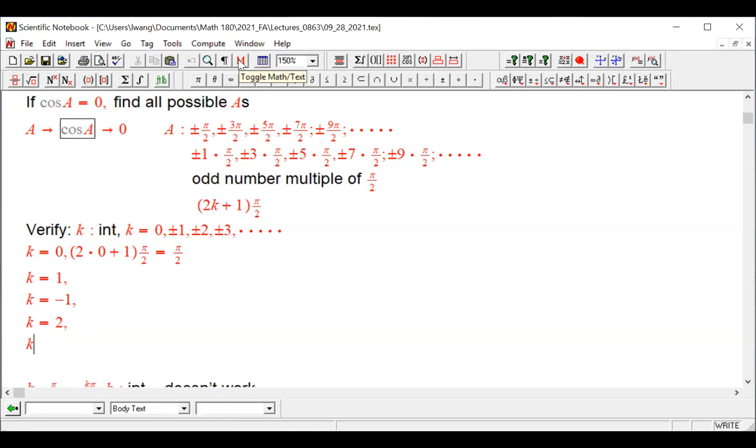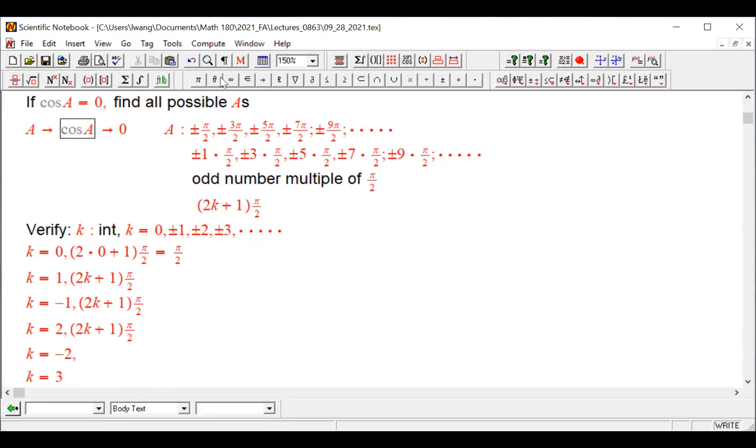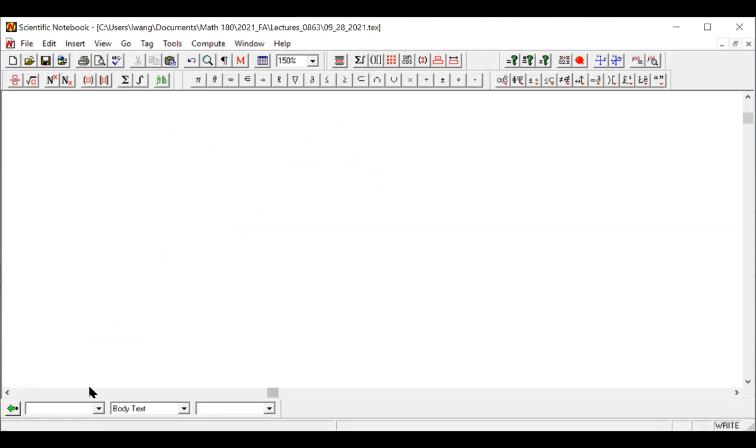I'll give you 5 minutes. If you want to go to the breakout room, Farouz is there. Okay, so you're going to verify. For each k value I've chosen here, you're going to plug in that formula and check the list to see if that quantity is on the list.